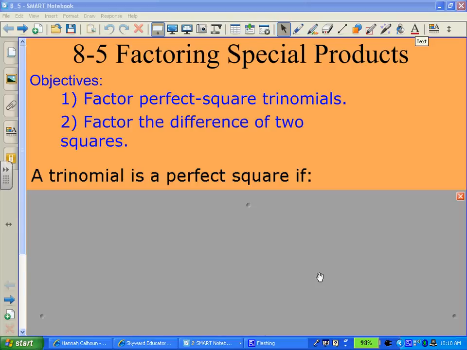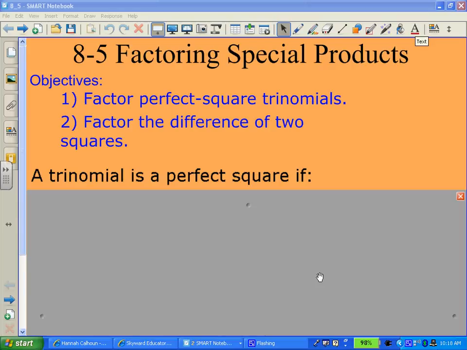Today we're going to talk about how we factor special products. And again, these are kind of like in chapter 7 when we talked about these things. These are shortcuts to help you out, but the techniques that we learned with factoring still work.